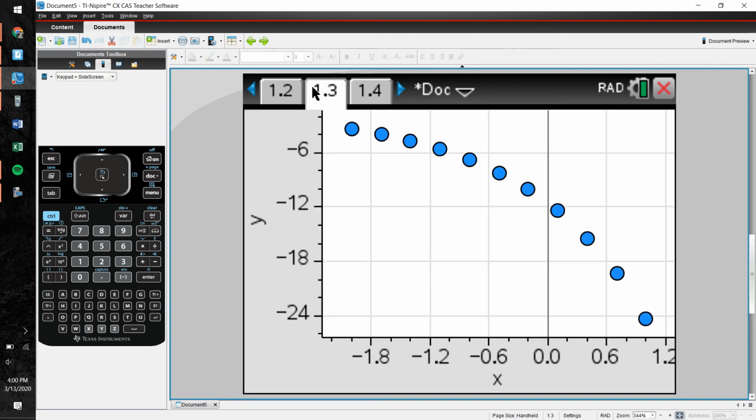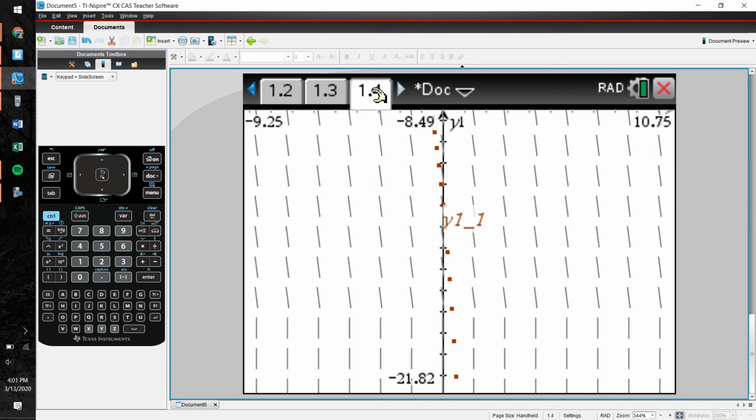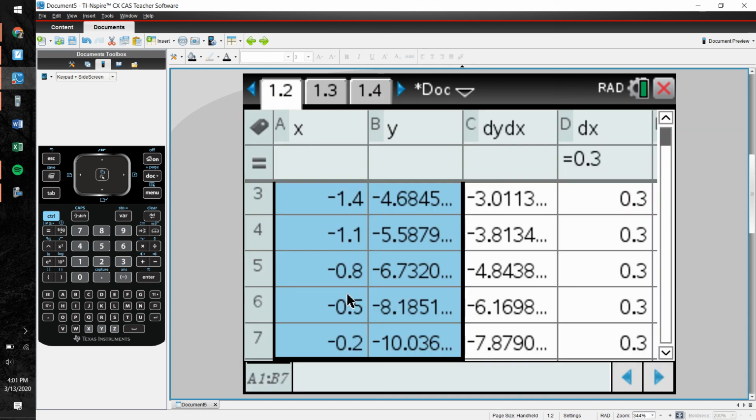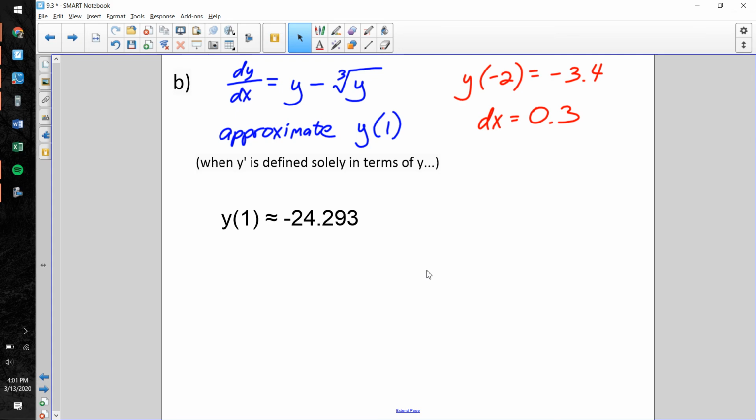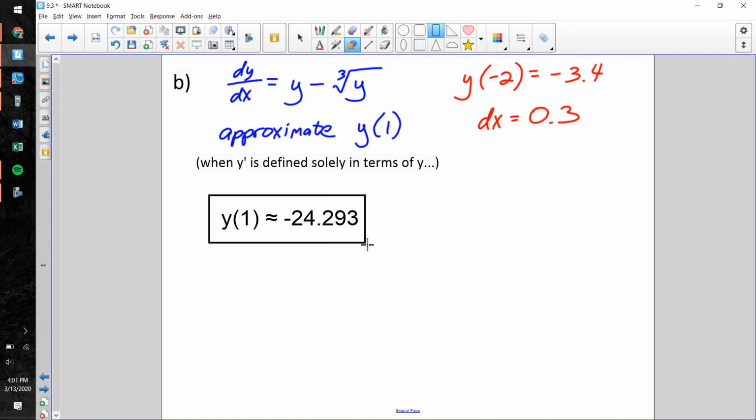So all this stuff at the end, the graphing of the dots and the slope field, those aren't things that we really needed. As soon as we went to the table right here and found that when x was 1, our y value was approximately -24.293, we wrote that down right over here in our work, and we were pretty much done there.